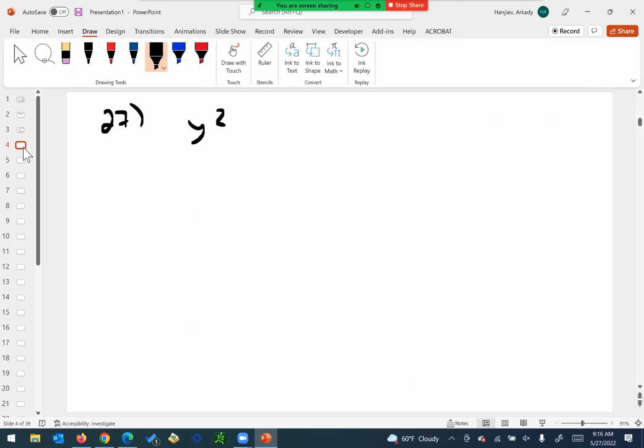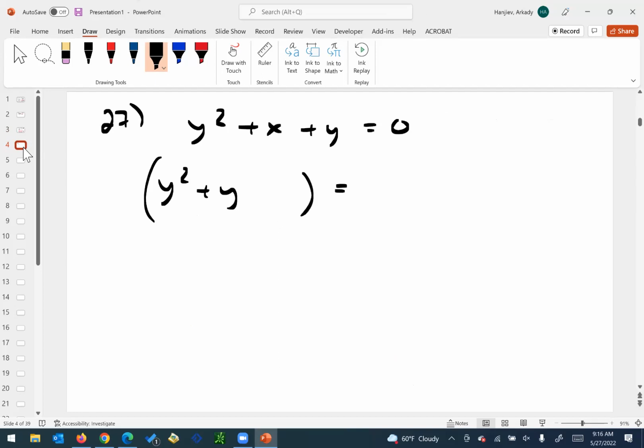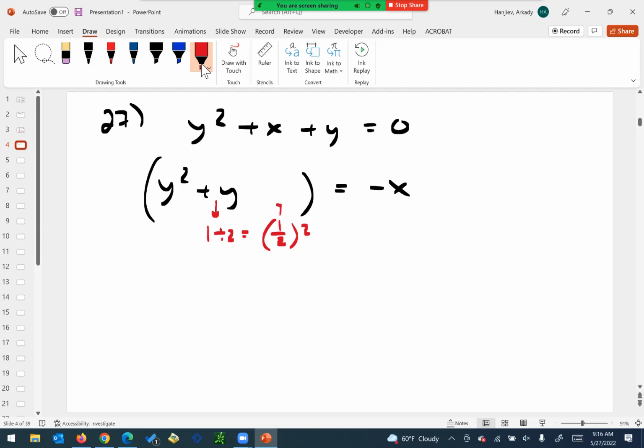Find the vertex, focus, directrix, and use the graphing utility to graph the parabola. Okay, at this point, I think we're in the right spot here. So let's see, y squared plus y, leave a little space, move the x to this side. All right, and then I'm going to take this 1 that's right here and divide it by 2, which makes a 1/2. If I square it, I'm actually just adding in a 1/4 only.